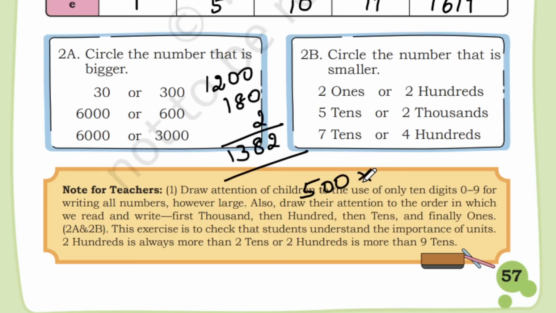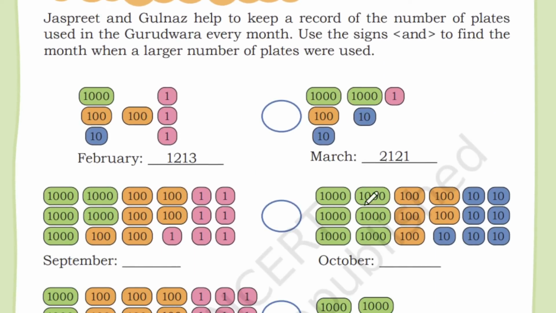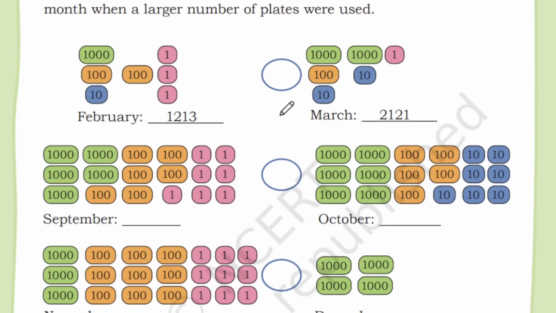So you cannot circle this. If you write 200, you can circle this because it's greater than 330 and lesser than 300. Okay. Next, comparing numbers. Jaspit and Gulnaz help to keep a record of the number of plates used at the Gurudwara every month. Use the sign and find the month where the largest number of plates were used. This is an important exam question, students.